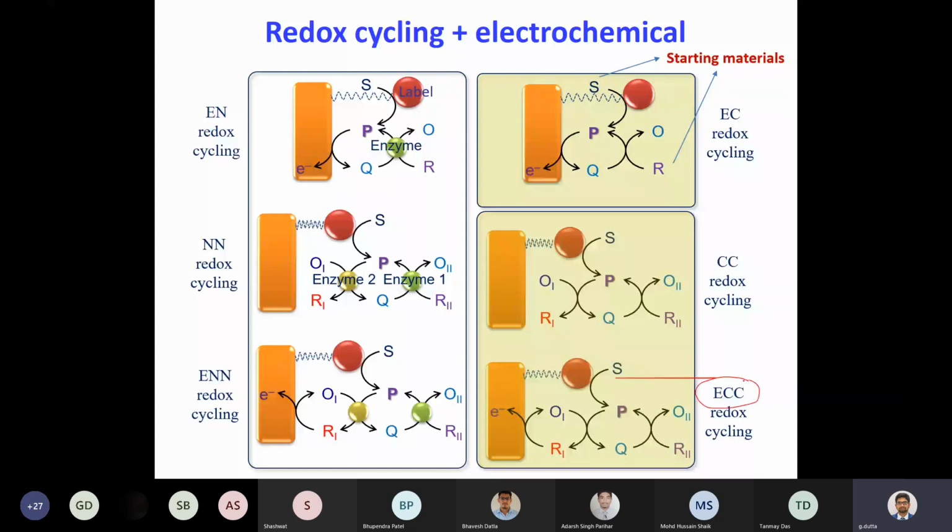So I can ask you: what is the definition of ECC redox cycling, and design a biosensor based on ECC redox cycling, mentioning the starting reagent. Like this, just like Bhuvendra asked the question. The same question I can give you. I just wanted to see your answer.